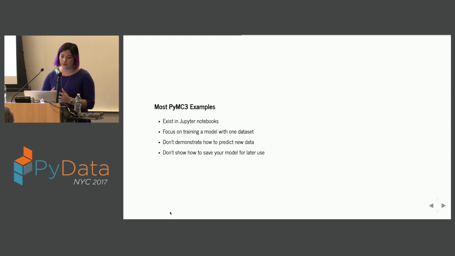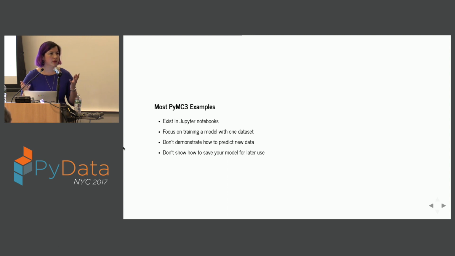Most examples also focus on training a model with one data set and don't demonstrate how to predict new data. It may not be obvious to you from the simple example we've just seen how you would actually put in a training or testing data set. And they definitely don't show you how to save your model for later use. It's not like scikit-learn where you just pickle the model itself. So the spoiler alert is that what you want to save is the trace. You don't need to save the PyMC3 model instance. You can always recreate that later.